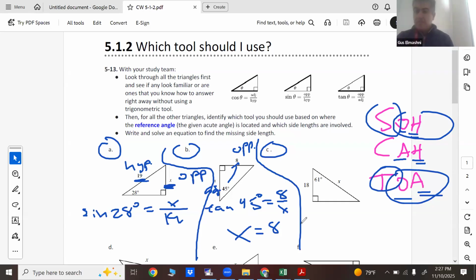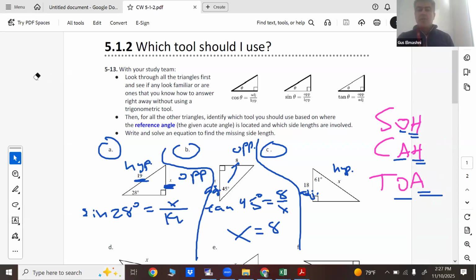Lastly, for this one here, 61 is the angle we're interested in. 18 is adjacent to it. X, of course, is the hypotenuse. We don't care about the opposite. This is the opposite, but it's not of interest to us because we just want to use the adjacent and hypotenuse. Which one uses the adjacent and hypotenuse? Cosine. So you gotta use cosine.